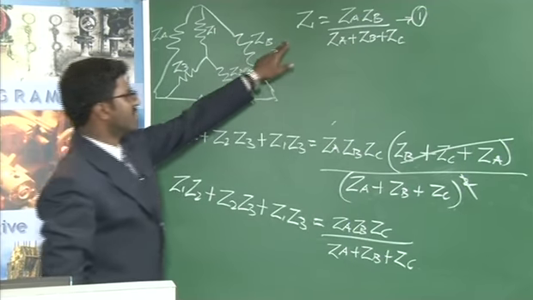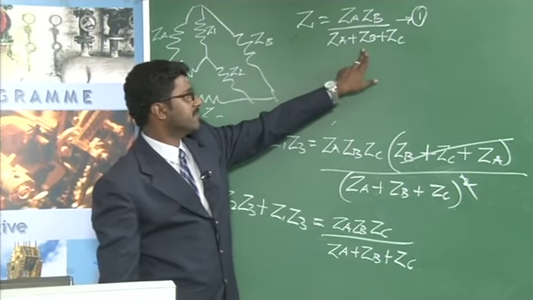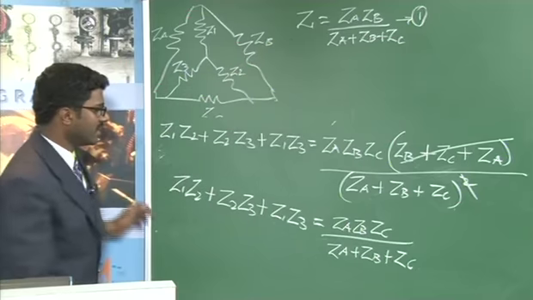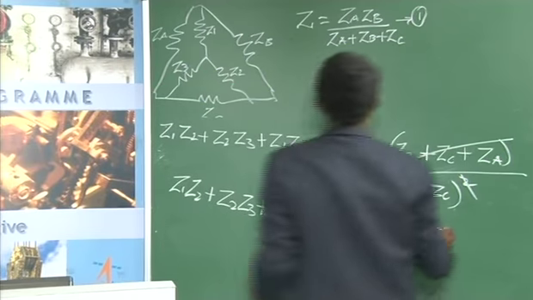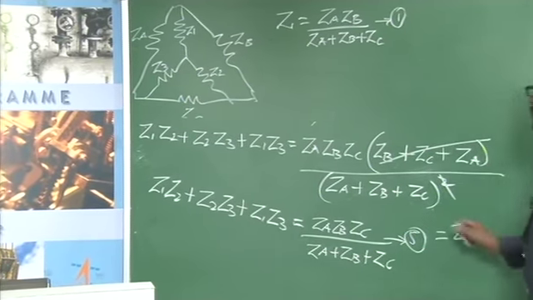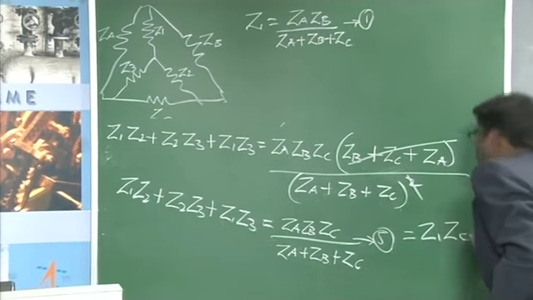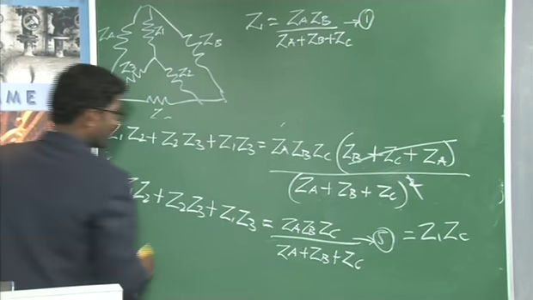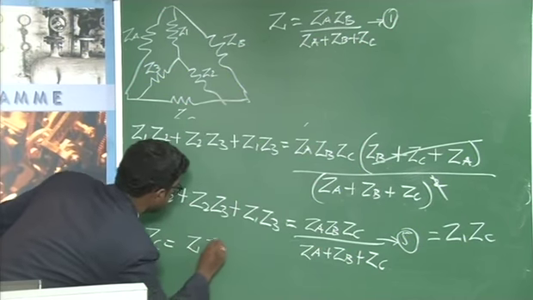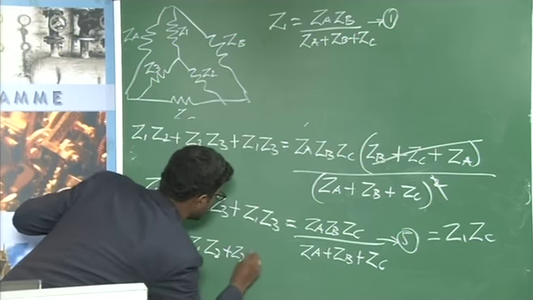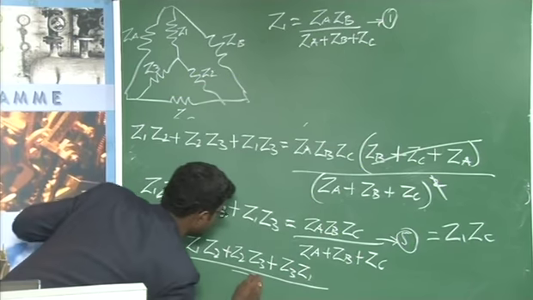So, from equation 1, we know that Z1 is equal to ZA into ZB divided by ZA plus ZB plus ZC. When you compare equation 1 and equation 5, you can equate it as Z1, because ZA into ZB divided by ZA plus ZB plus ZC into ZC. So, from this equation, we can tell that ZC is equal to Z1 Z2 plus Z2 Z3 plus Z3 Z1, the whole divided by Z1.